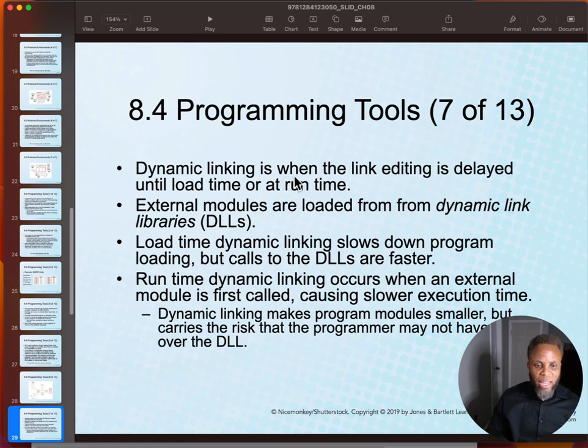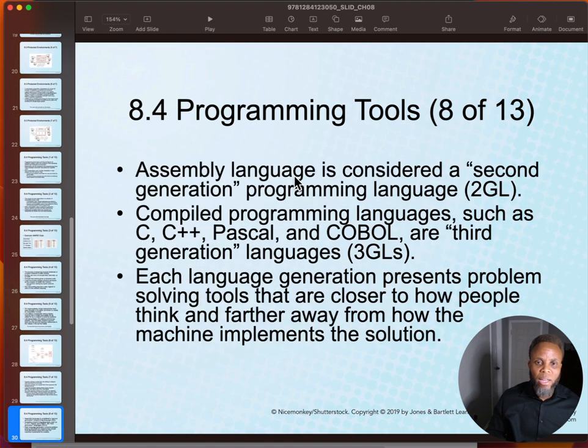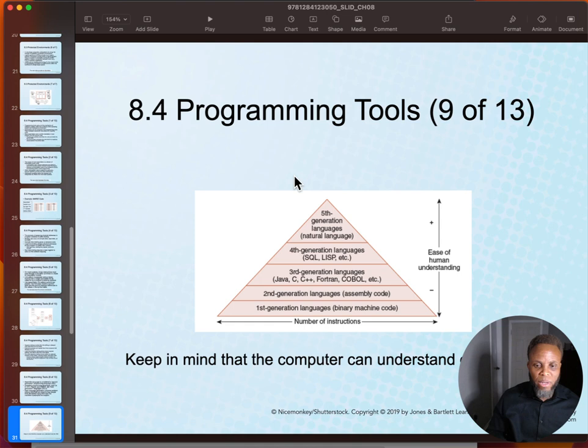Dynamic linking is when, there was a concept of linking before, where you take a program, you link it based on the operating system. That's all dynamic linking. Read through all of this. Again, it should be straightforward stuff. If there's any questions, please feel free to let me know.